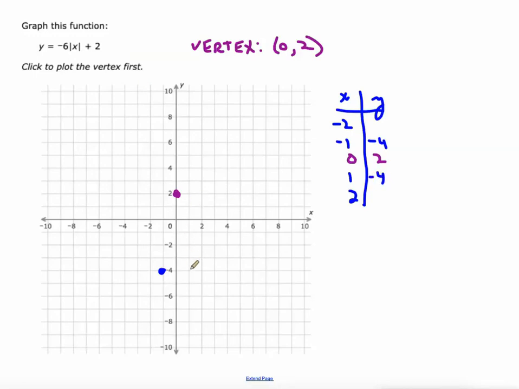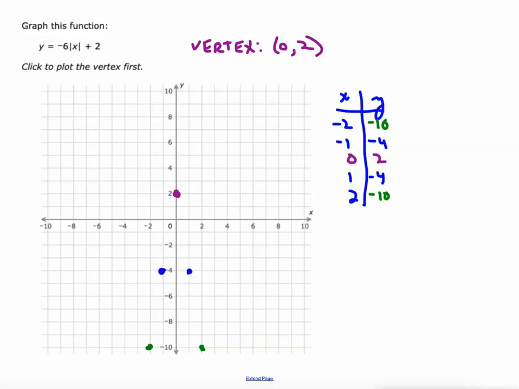And really, we have enough points right now to graph it, but I'm going to do a couple more just to illustrate this to you. Switch colors even. The absolute value of negative 2 is 2. 2 times negative 6 is negative 12, and negative 12 plus 2 is negative 10. So negative 2, negative 10. And then 2. The absolute value of 2 is 2. 2 times negative 6 is negative 12. Negative 12 plus 2 is negative 10 again. So 2, negative 10 right there.